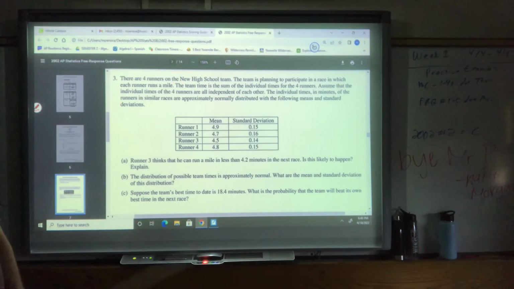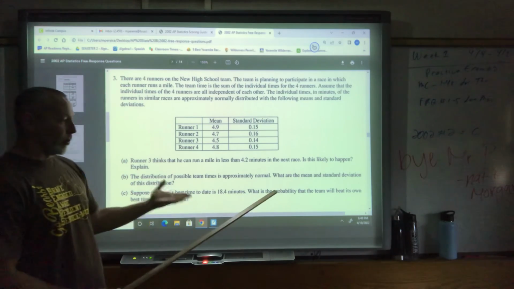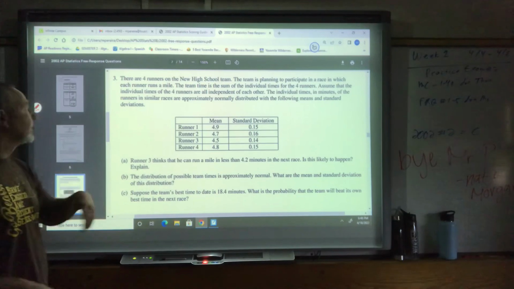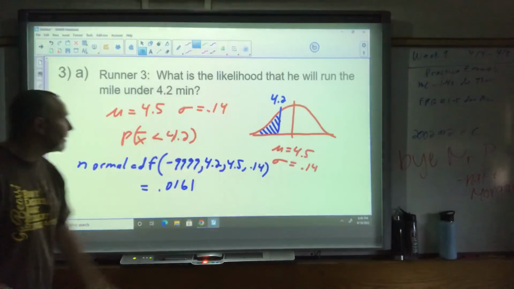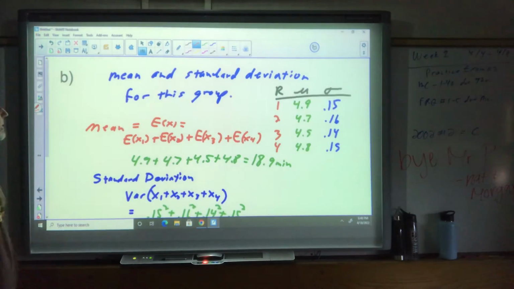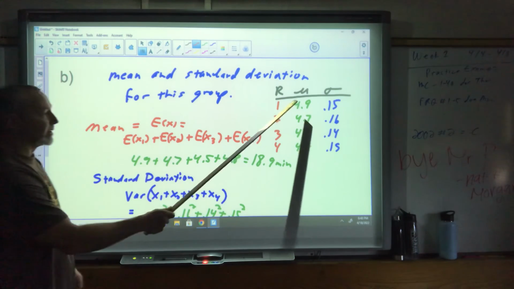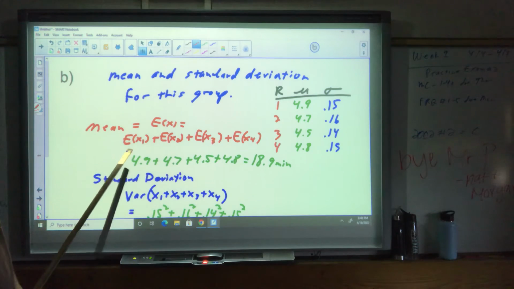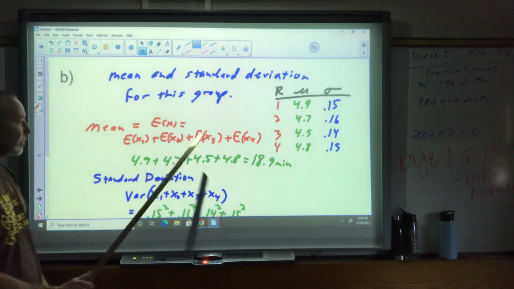3B: the distribution of possible times is approximately normal for the whole group. What are the mean and standard deviation of this whole distribution for all 4 runners? Okay, here we go with that. That should be a nice, easy one for us. Okay, for the whole group, I have the values of each runner, the mean and the standard deviation. The expected value of runner 1, 2, 3, and 4.